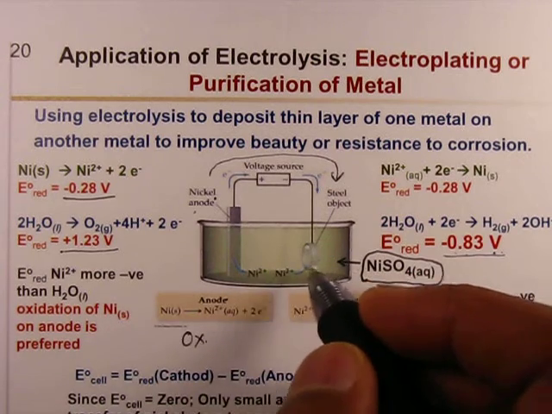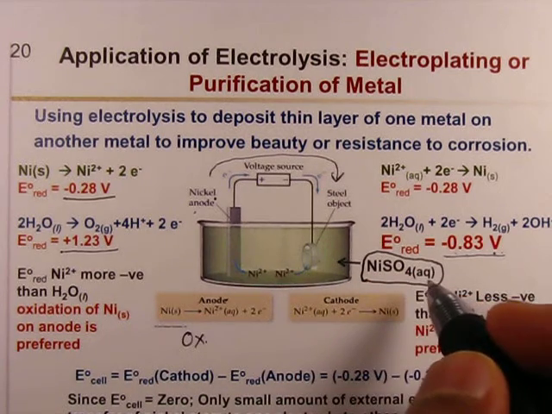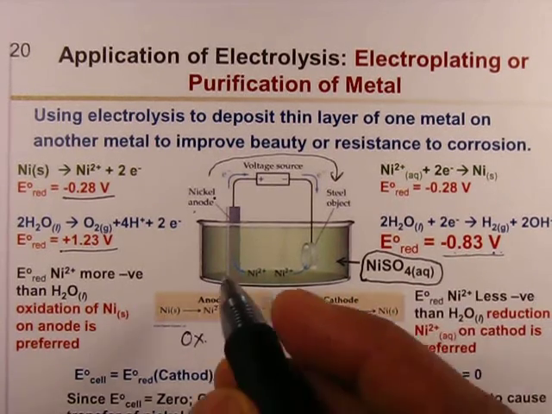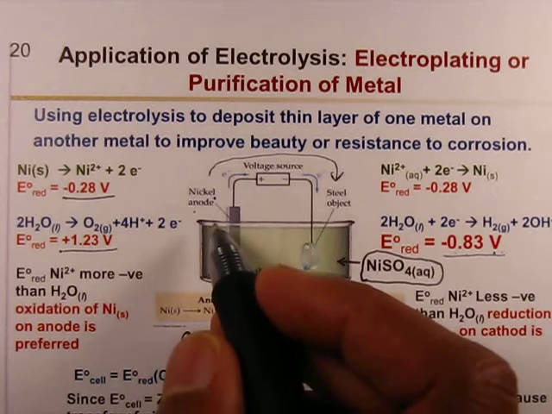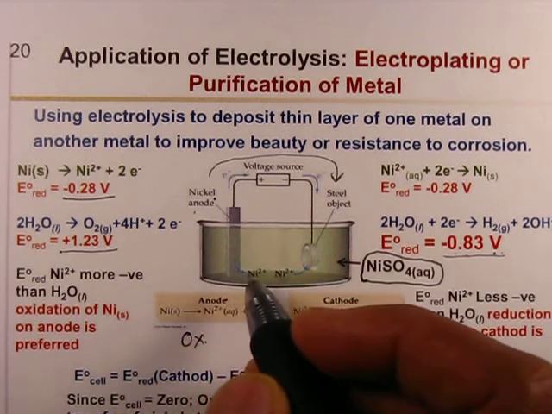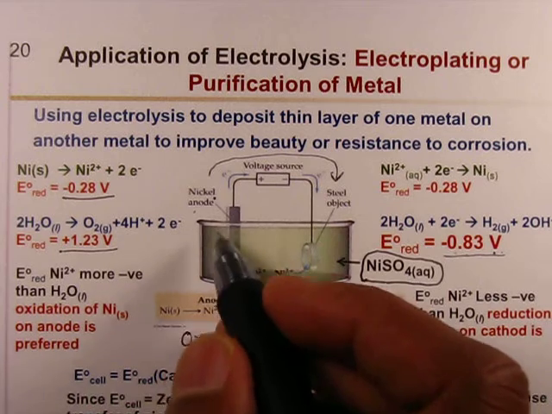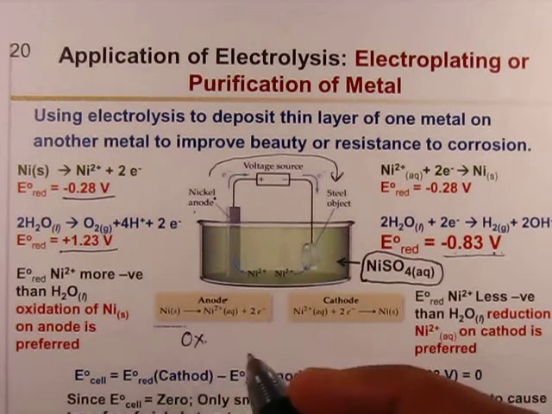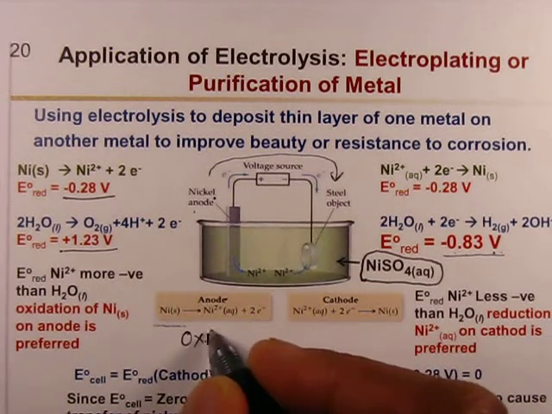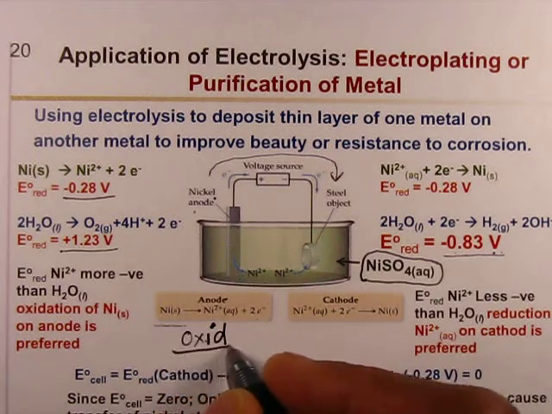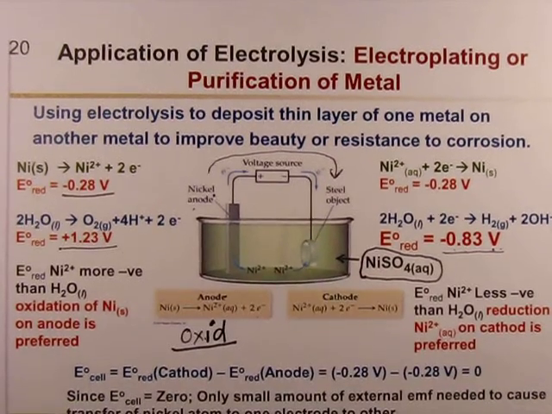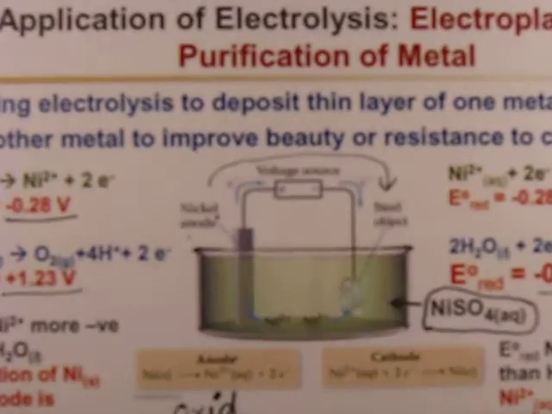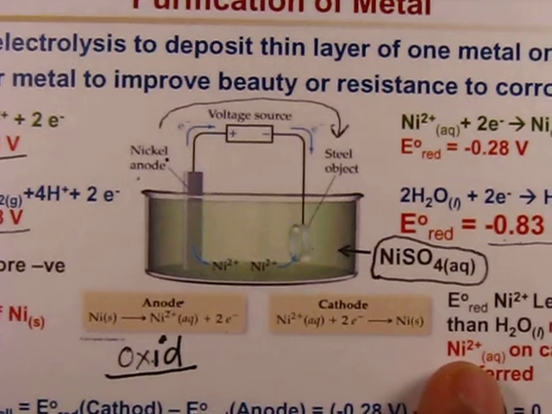These two electrodes were dipped into a nickel sulfate solution, an aqueous solution, which is dissolved in water. So what is going on here? You can see that nickel metal oxidizes at the anode and comes into the solution in the form of nickel ion. So oxidation reaction happens on the nickel electrode. Let me zoom in so that you can see even better. Yeah, now you can see.